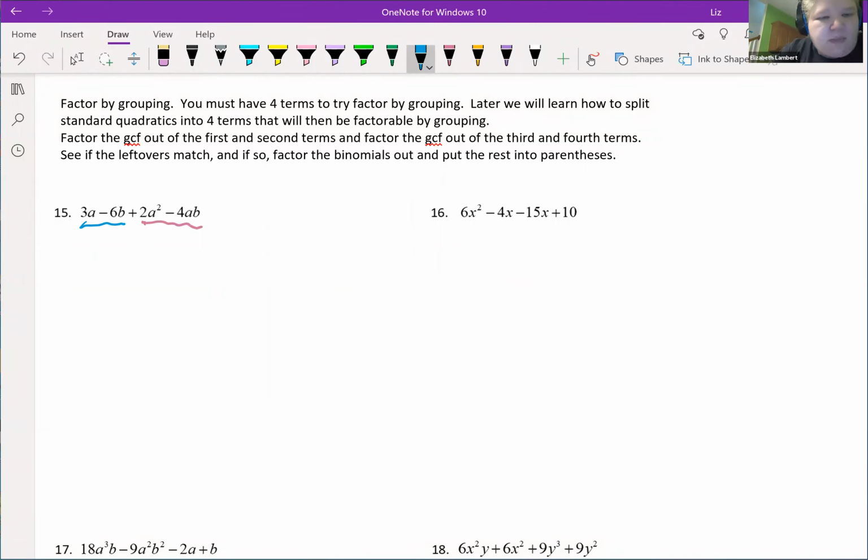So 3a minus 6b. All right, well, the a's and the b's are not the same, so that's not coming out. But 3 and 6, I can factor a 3 out of both of those. Now remember, this is coming out multiplication division. So 3 is my greatest common factor. Factor always means multiply. 3 times a would get me back to a, minus 3 times 2b would get me back to minus 6b.